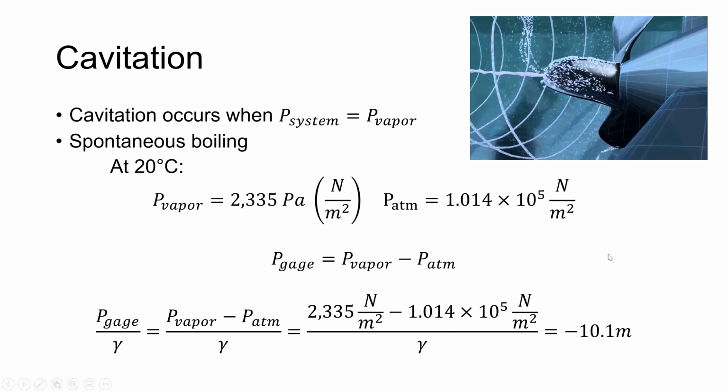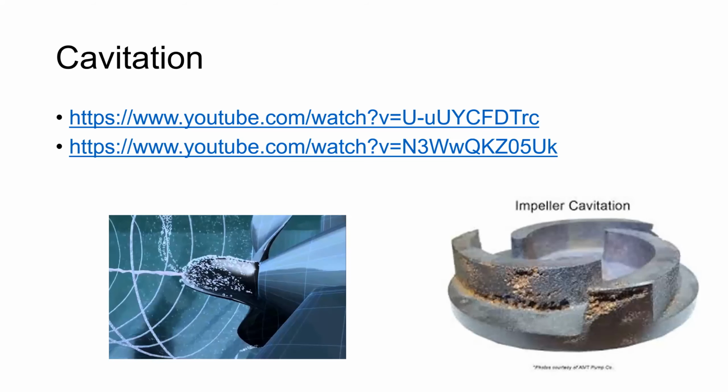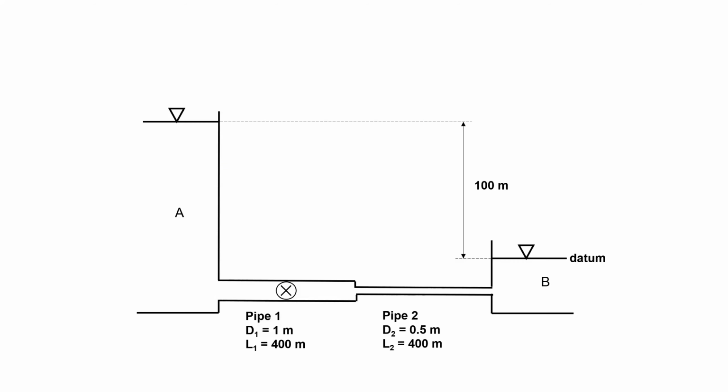So what is that? Well, let's calculate it out. If we take the difference between vapor pressure and atmospheric pressure and divide it by gamma, 2300 minus 1 times 10 to the 5th, you end up with about 10 meters. So that's a rule of thumb. Our pressure head in a system can't go below negative 10 meters of suction. I'll post these videos of cavitation so you can look at them later. Pretty interesting stuff.